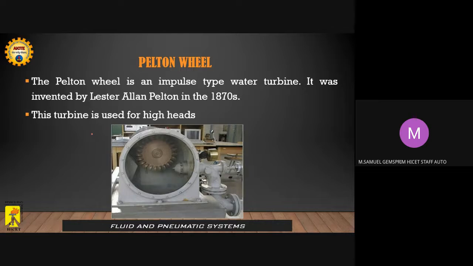This is the only impulse turbine available. Second thing is it is used for very high heads, like in mountain regions. Third thing is this turbine uses tangential flow. So these are the three different features.